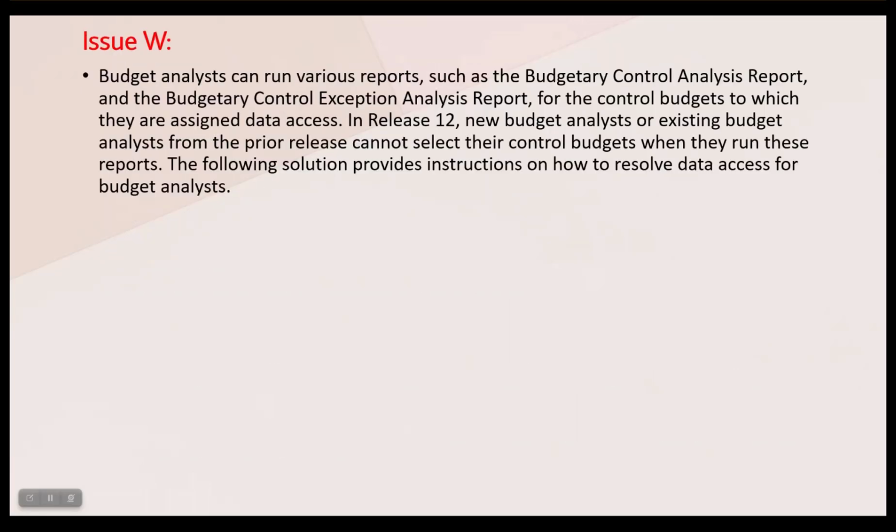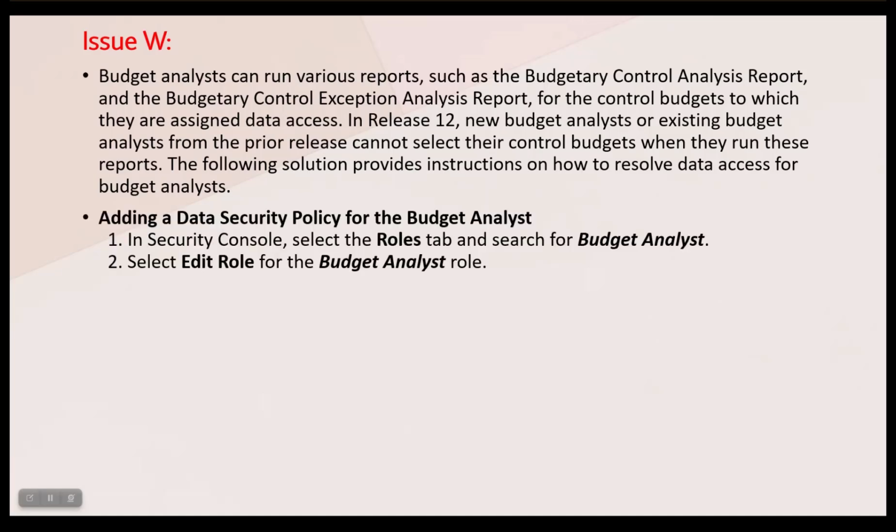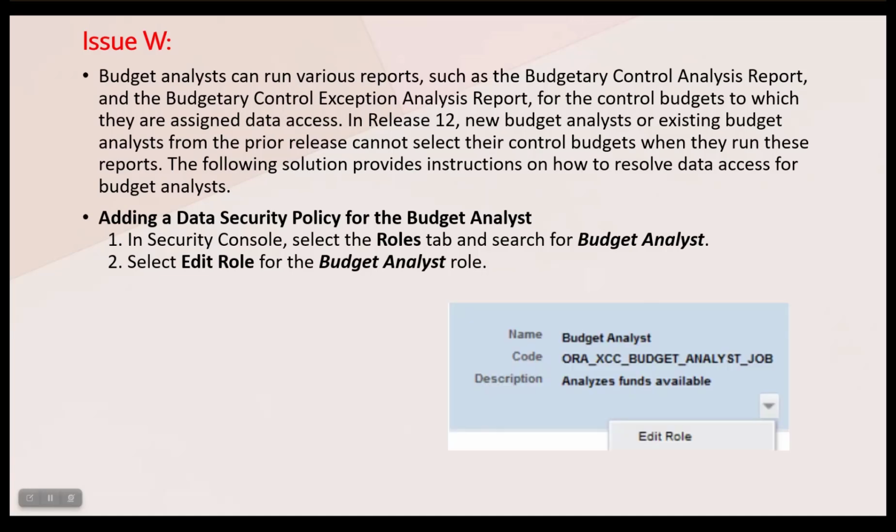What next? Budget analysis. A budget analyst, this is a role or an employee or whatever, can run various reports such as budget control budget analysis reports and budget control value exceptions analysis reports for the control budget to which they are assigned. New budget analysts or existing budget analysts cannot select their control budget when they run these reports. So first of all you have to add a data security policy.